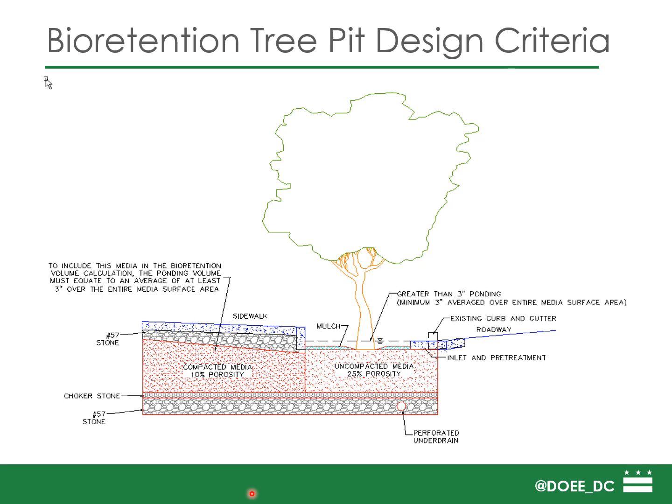One, that the ponding overall is an average of at least 3 inches. So you can see in this example, there's ponding out here in the tree pit, but there's no ponding underneath the sidewalk. So if, for example, the surface area of the tree pit were 100 square feet and the adjacent sidewalk and sand-based structural soil underneath it were 100 square feet as well, you would have to have 6 inches of ponding in this ponding area in order to have an average of 3 inches overall.